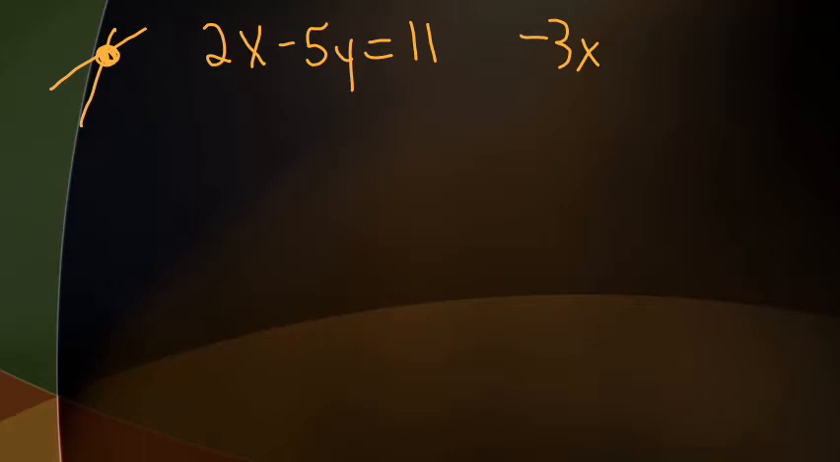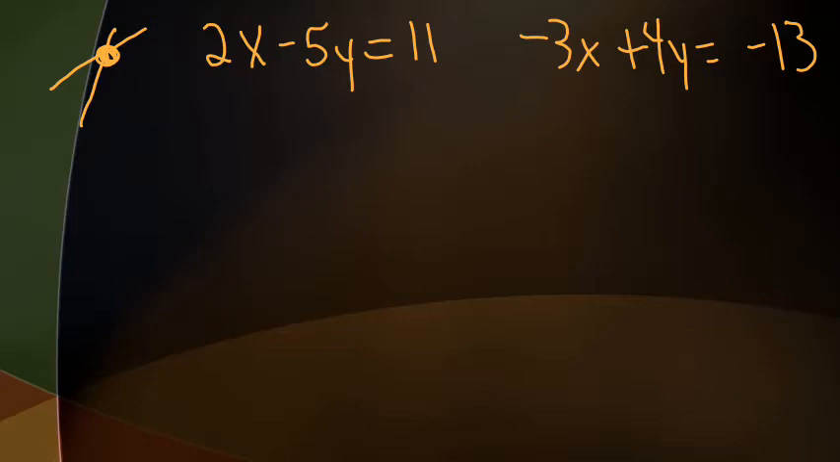And right now we're going to do this by graphing them and using our tables. So let's look here. We're given two linear equations. We've got 2x minus 5y equals 11. And we have a second equation, minus 3x plus 4y equals minus 13. Now, our first task is to get these equations into slope-intercept form, y equals mx plus b.